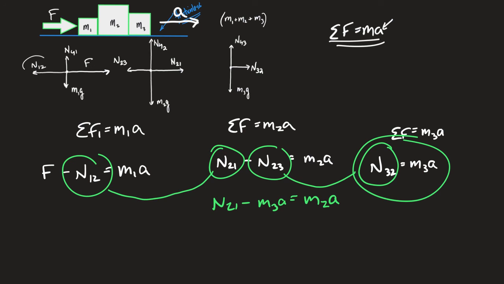And now what do I have? I have a new function that has one less normal force in it. You follow that? And I can do this again now because I will point out that I have the normal force for 2 on 1, that's got to be equal to the normal force 1 on 2.